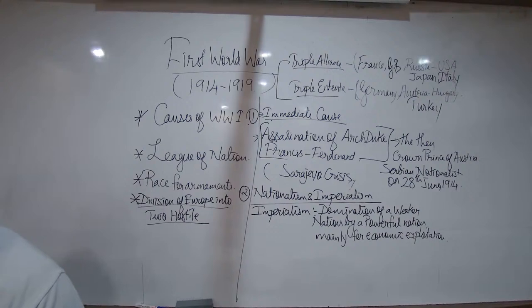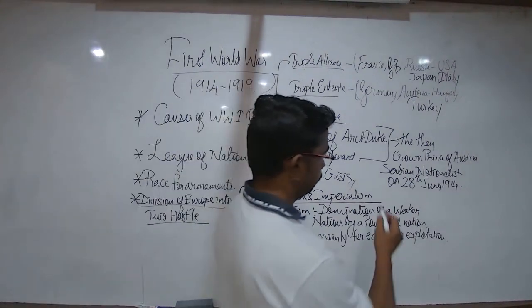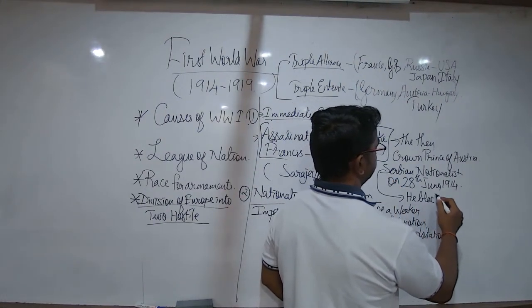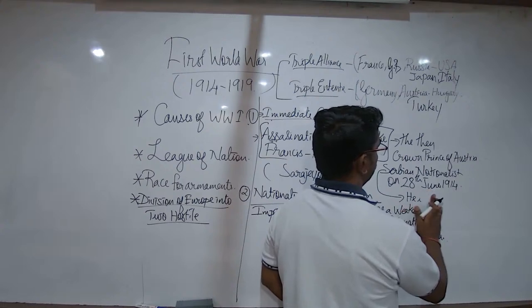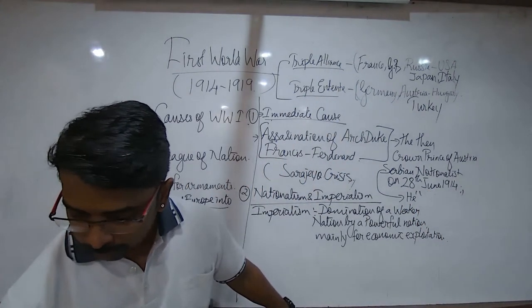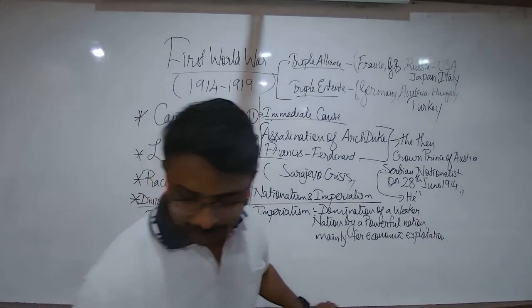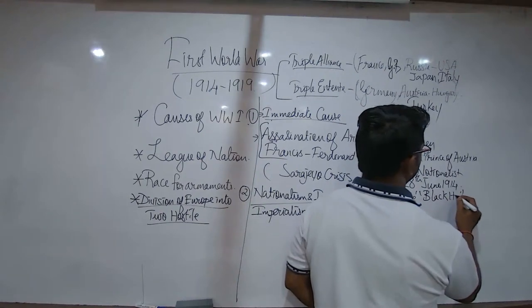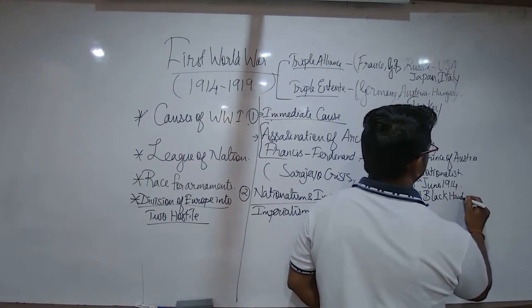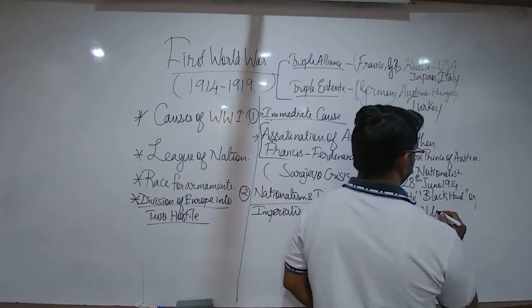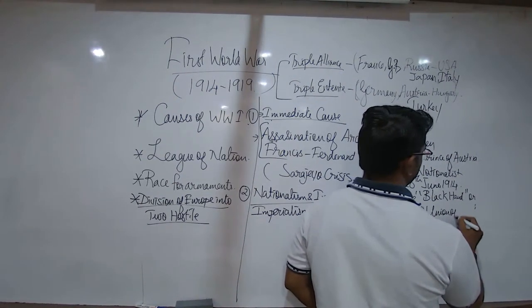He belonged to a secret society called Black Hand or Union of Death.